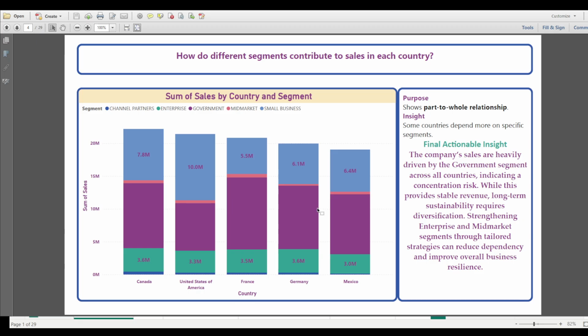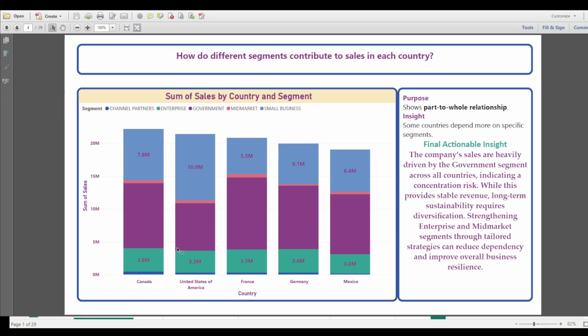Similarly, in bar charts only, this is a stacked bar chart wherein each country's sales is now divided into the sales which are being generated by different segments which are working across all the countries.